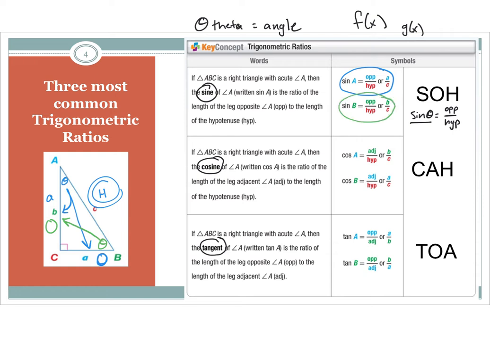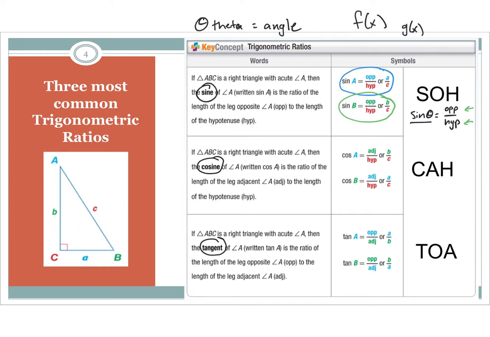And this is what I meant when I said keep an eye on theta. The ratio stays the same, opposite over hypotenuse. But depending on where theta is, your letters in the sides may change. Okay, so keep an eye on where theta is, and remember that opposite is directly across from the angle. Okay? All right, now cosine.